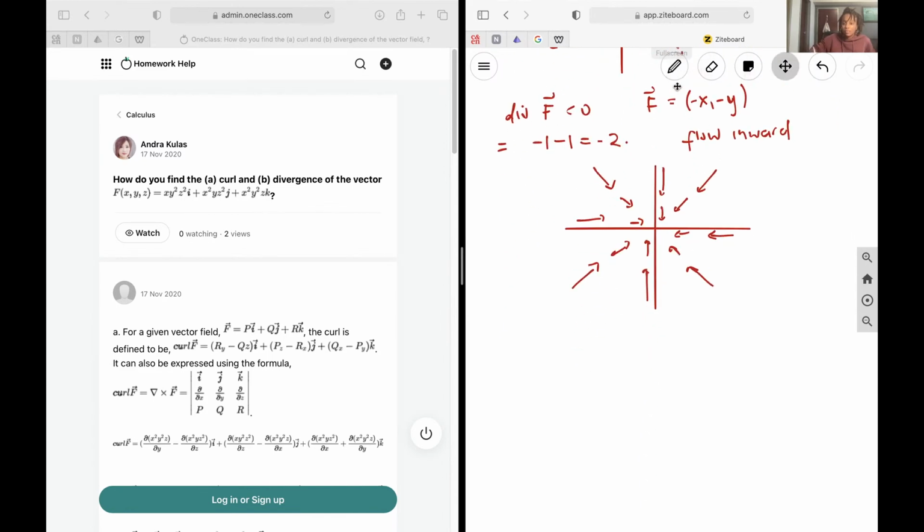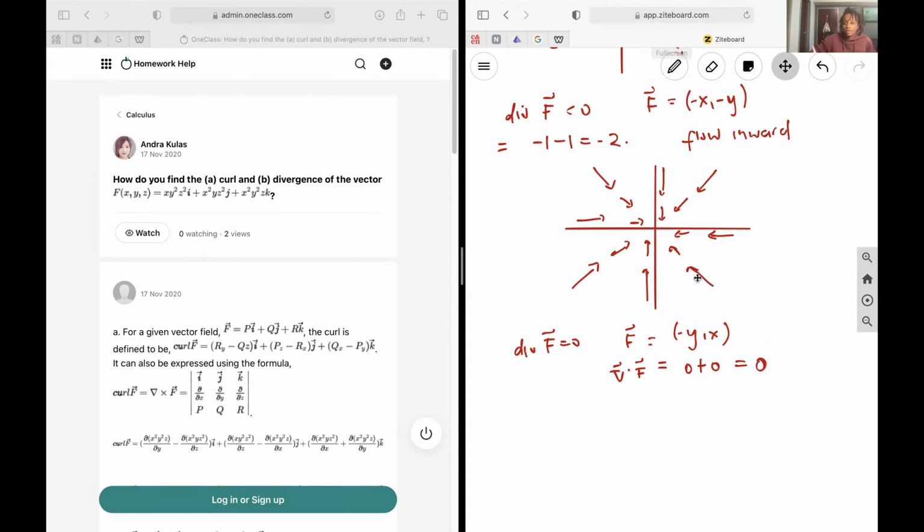And lastly, a divergence of 0. So as an example, the vector field -yx. So the derivative of this with respect to x is going to be 0 plus the derivative of this with respect to y, which is going to be 0. So it's going to give me that the dot product here is equal to 0, scalar.